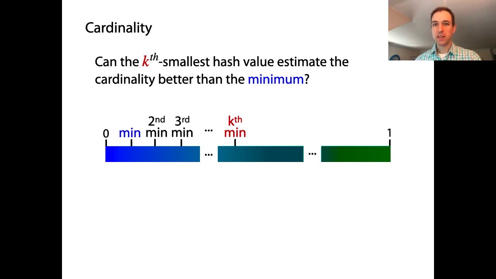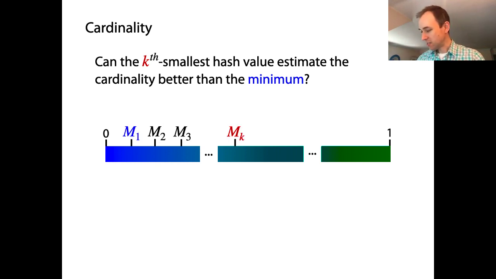So first of all, let's change the notation so that we don't have to keep saying kth minimum. Let's switch to using these symbols. So big M subscript 1 here is nothing but the minimum. That's basically what we called big M before. Big M sub 2 is the second minimum, sub 3 is the third minimum, sub k is the kth minimum.